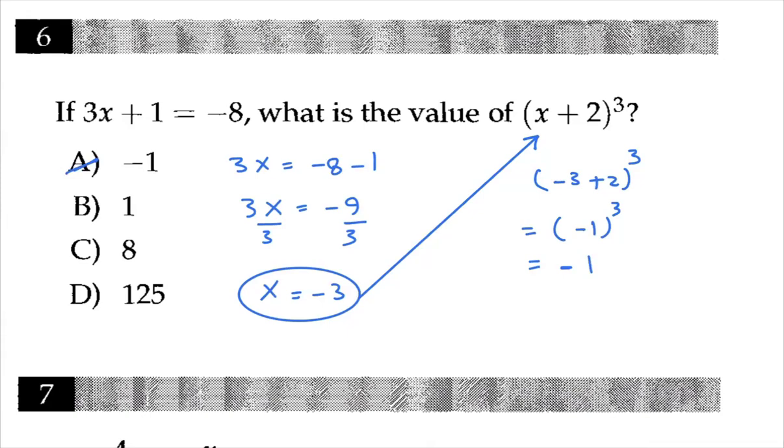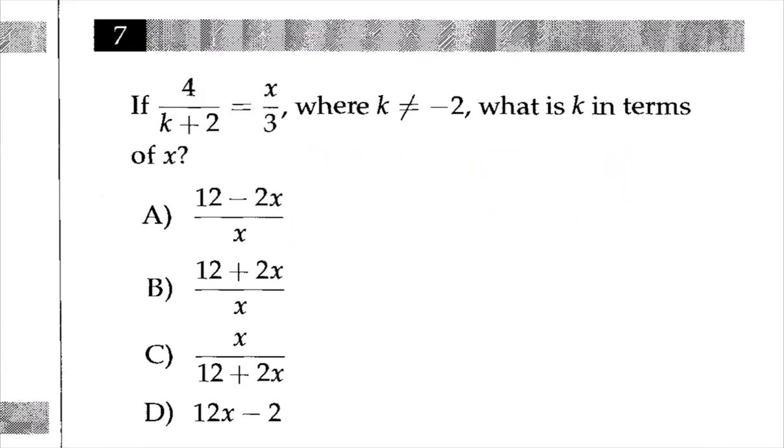Question number 7. If 4/(k plus 2) equals x/3, where k does not equal -2, what is the value of k in terms of x? As you see here, we have a fraction equals another fraction, so we can cross multiply. So let's multiply x by (k plus 2). So x times (k plus 2) equals 4 times 3, which is how much? 12.